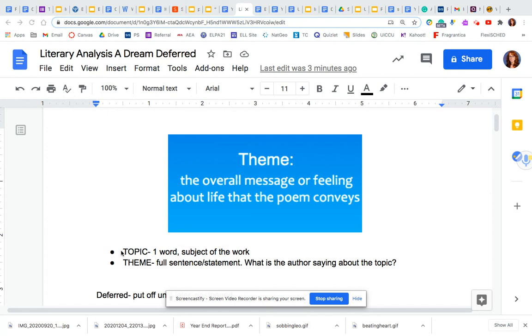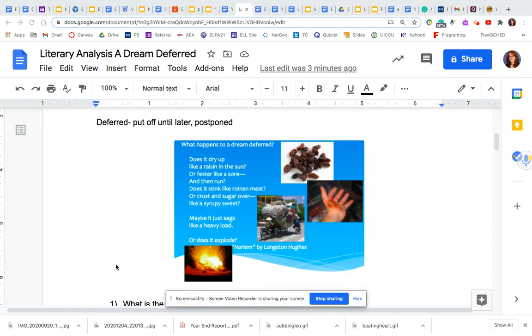Then ask yourself, what is the author saying about that topic? If the topic is love, what about love? If the topic is friendship, what is the author saying about friendship? Your answer to that, which should come in the form of a statement or one complete sentence, will be the theme of that text. So let's take a look at this poem.